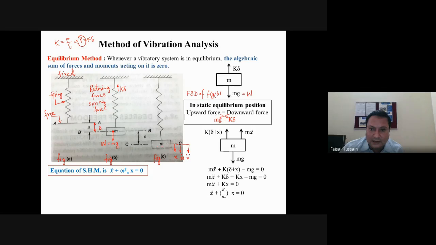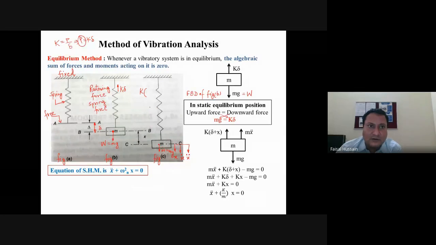Now from this point, this is the mass, W equal to mg. If the mass is displaced downward, due to the displacement a spring force or restoring force will be developed. So what is the spring force? Students, anyone, unmute yourself and tell me what will be the spring force. Its direction will be upward.